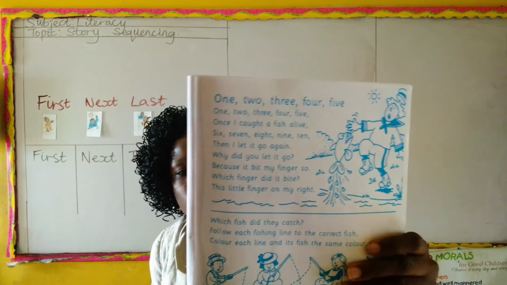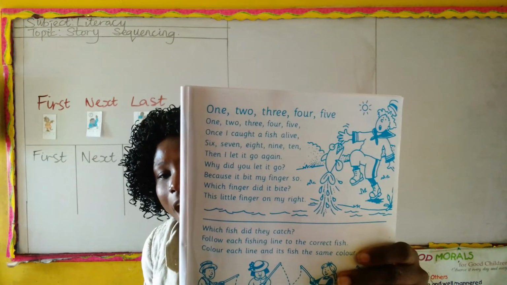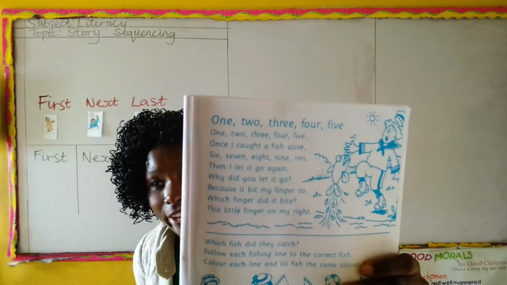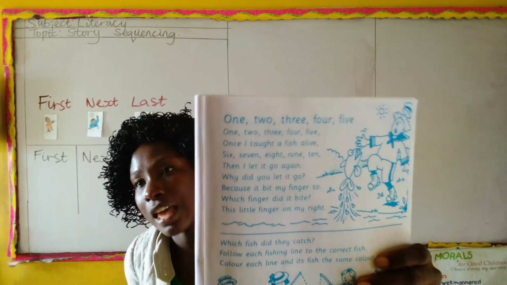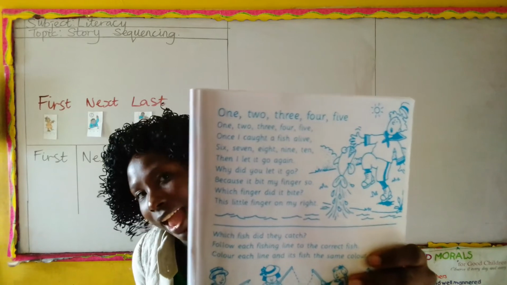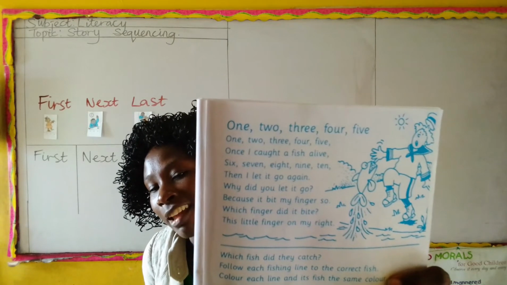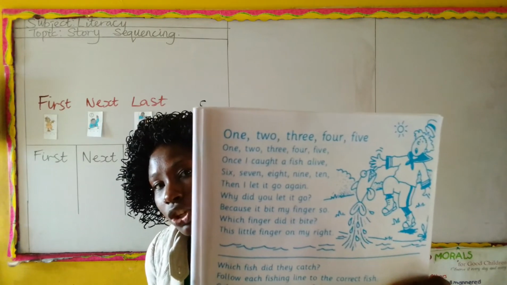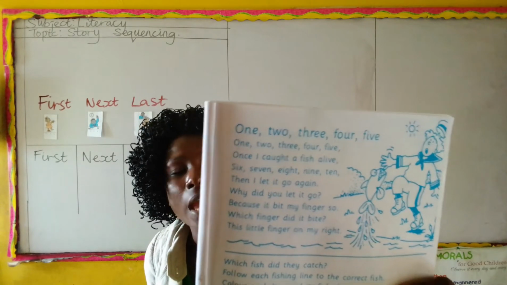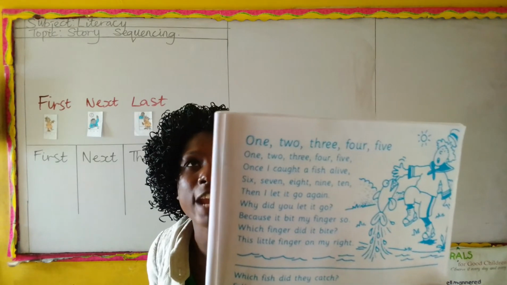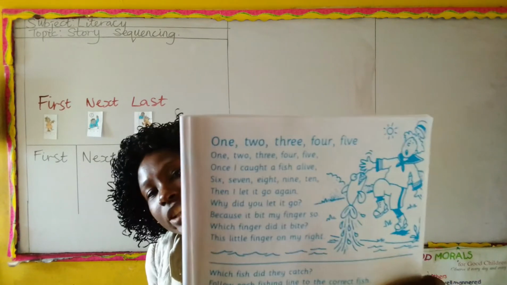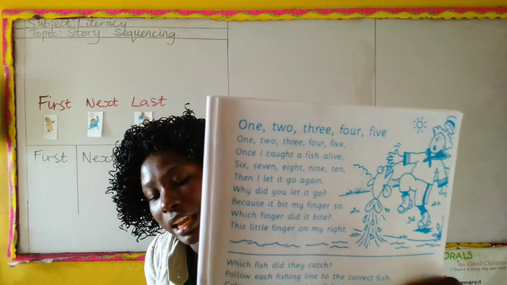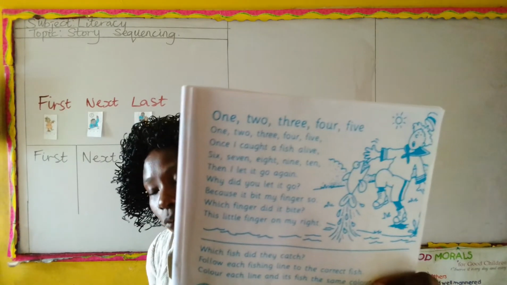1, 2, 3, 4, 5. Once I caught a fish alive. 6, 7, 8, 9, 10. Then I let it go again. Why did you let it go? Because it bit my finger so. Which finger did it bite? This little finger on my right.